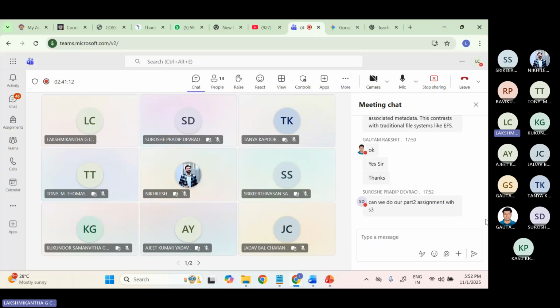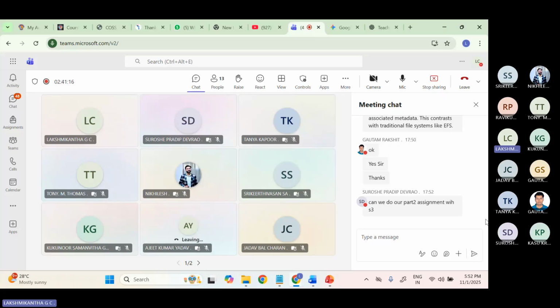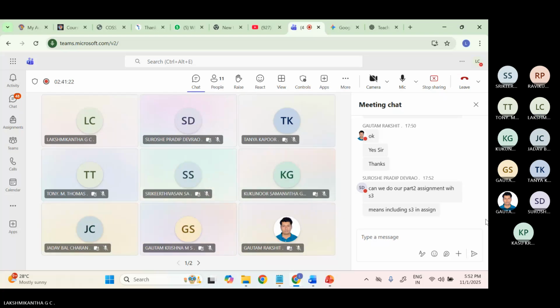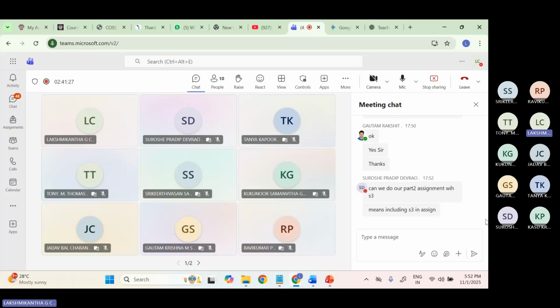Can we do our part 2 assignment with S3? Pradeep, you can do wherever you want. As I told, you have to define the problem from your organization. My first priority is that you use the cluster provided by BITS Pilani. Once there is a problem with the network or the lab, then you can go for a private one. Even in AWS, you can solve all these problems. Correct, Pradeep?